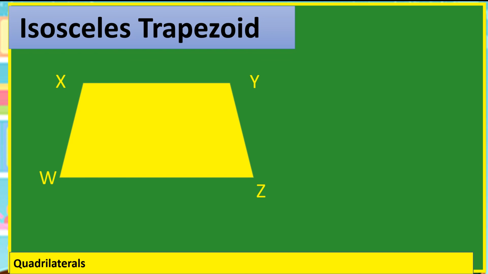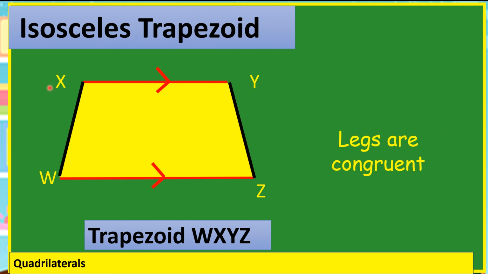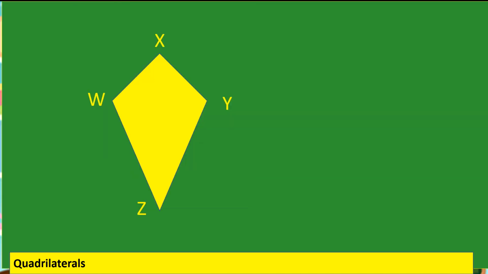Then, we have isosceles trapezoid. Pag sinabi naman nating isosceles trapezoid, ay legs are congruent. So, the upper base and the lower base are parallel. At ano yung tinatawag nating legs na congruent? So, ang legs na congruent ay XW is congruent to YZ. Or kung sila ay congruent, sila ay equal. Kung si XW ay equals to 10 centimeters, therefore, YZ is also 10 centimeters.